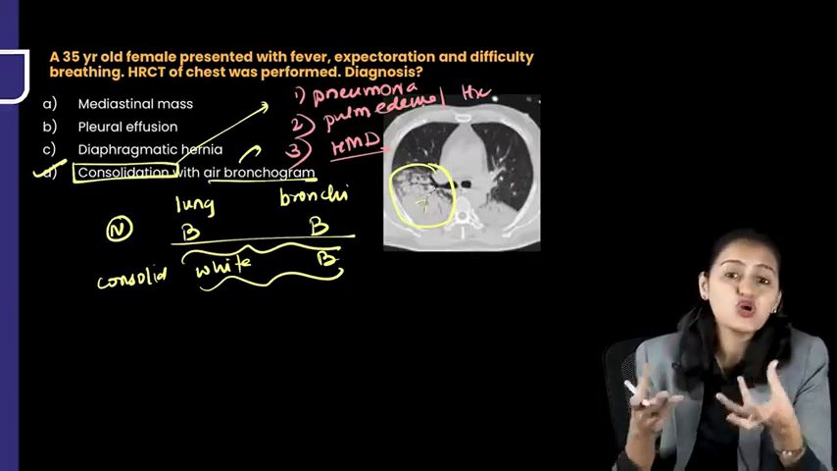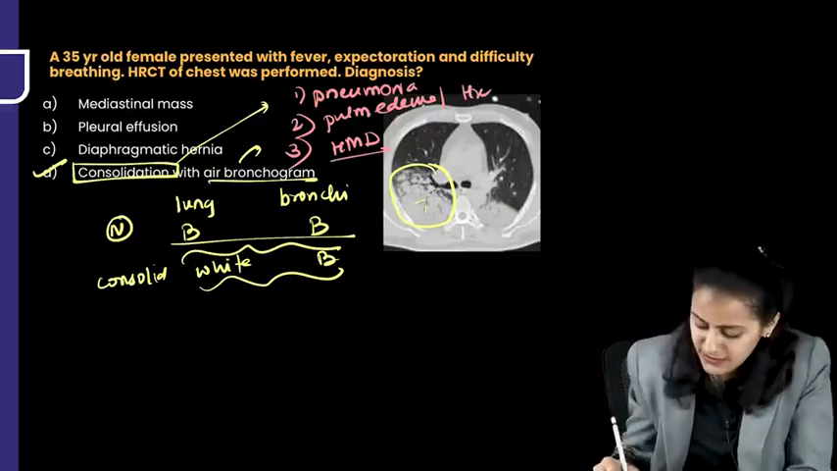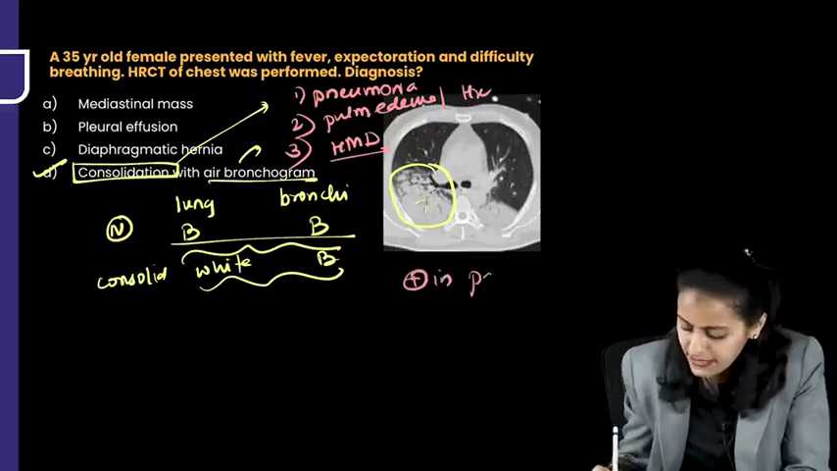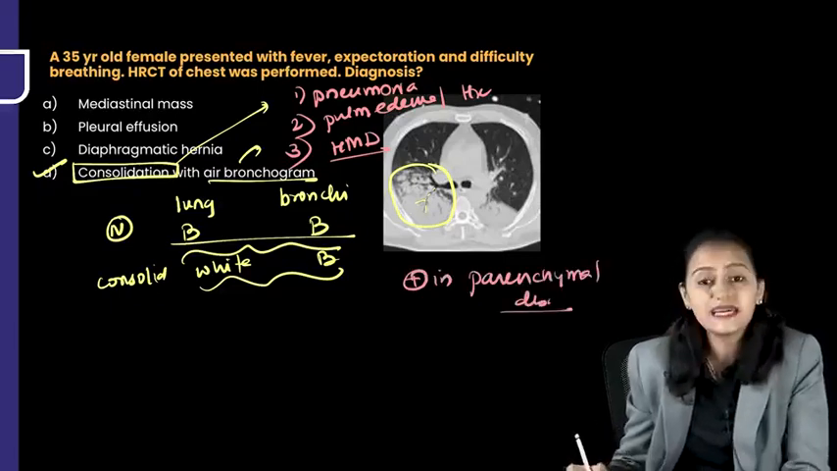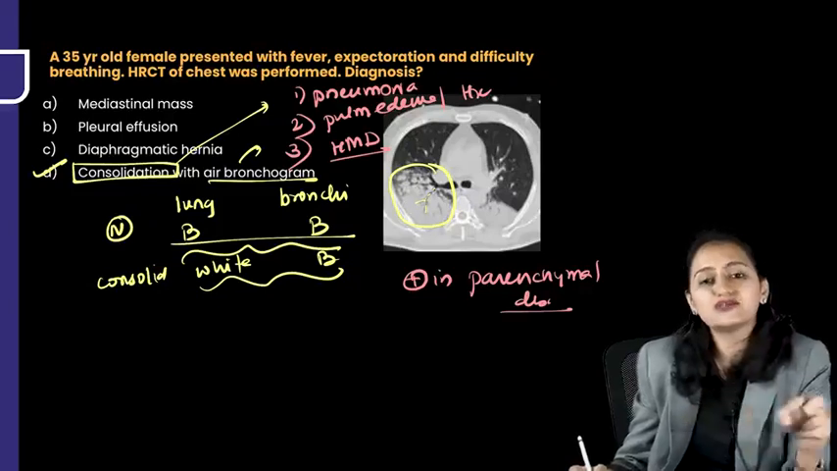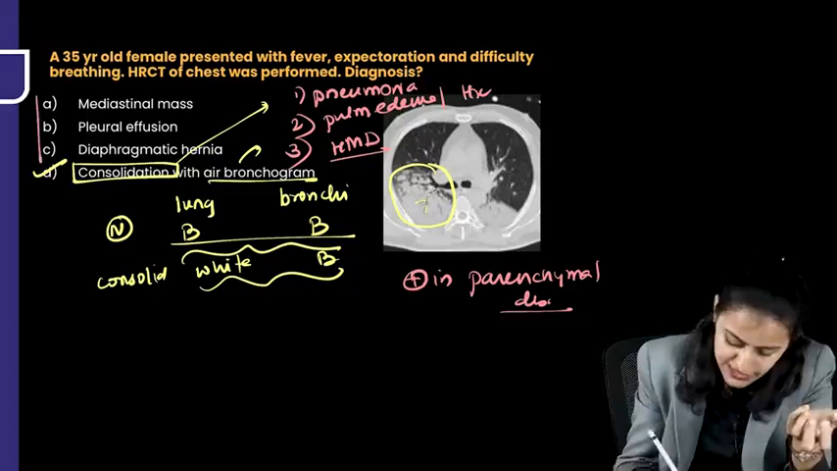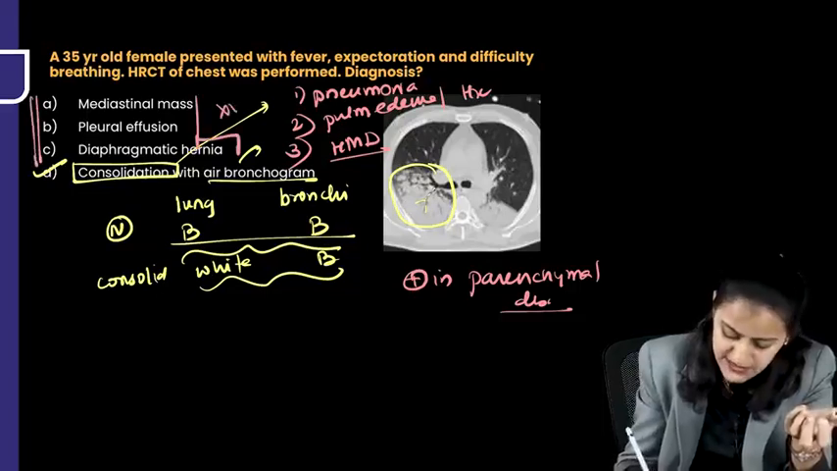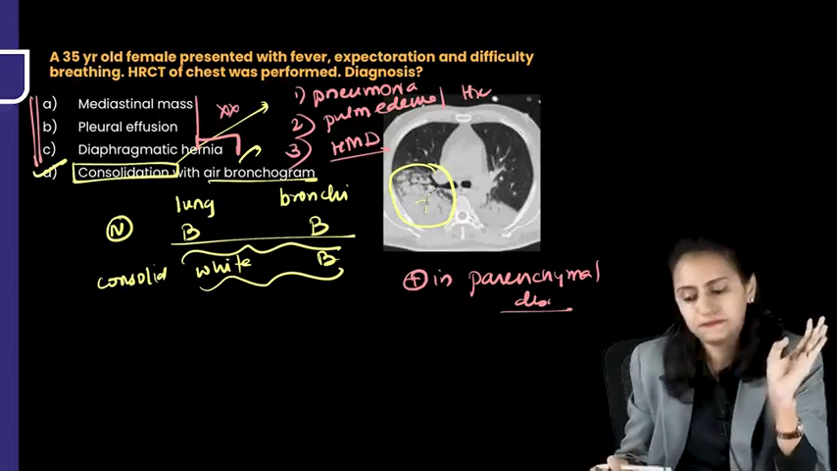And this bronchogram, bronchi are present in the lung, not outside the lung. So remember, this is a sign of parenchymal disease. If you are seeing the air bronchogram sign, you are sure that this pathology is within the parenchyma, it's not outside the parenchyma. So extra parenchymal pathologies like a mediastinal mass or pleural effusion will not show the air bronchogram sign.